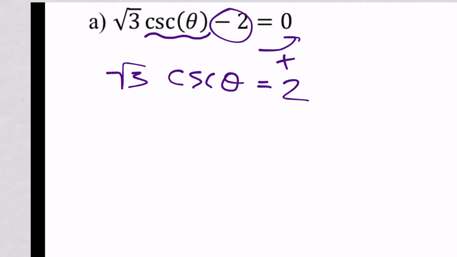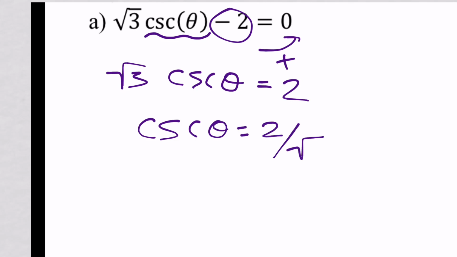And again, I'm trying to get the triggy bit by itself, so I will now divide by the square root of 3. So I will now have cosecant of theta equals 2 divided by the square root of 3. And at this point, you're probably thinking, hey, we don't like to put square roots in the bottom. And yeah, you're true, but 2 over root 3 is a little weird, as is cosecant of theta.